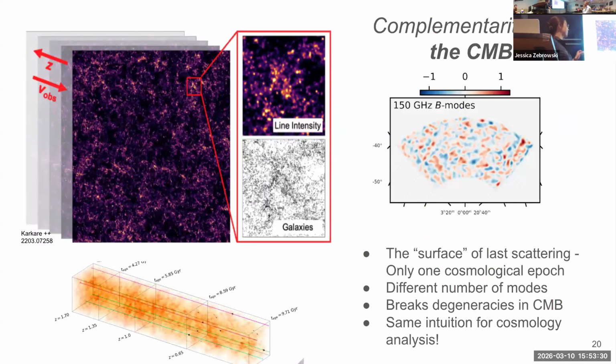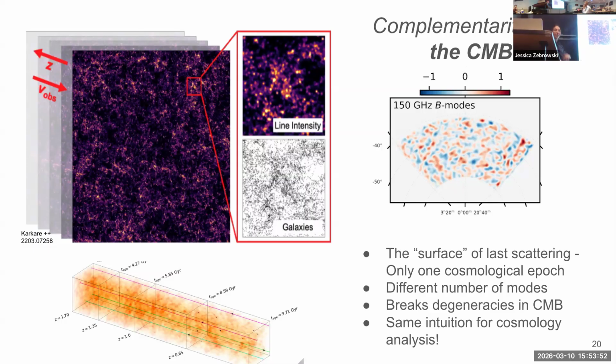Now, this is super complementary to the CMB. So the CMB is the surface of last scattering, as we call it. This is only one cosmological epoch. But with line intensity mapping, you get this cube of data. So you get a lot more modes. This is also really great for constraining cosmological parameters because it breaks degeneracies in the CMB.